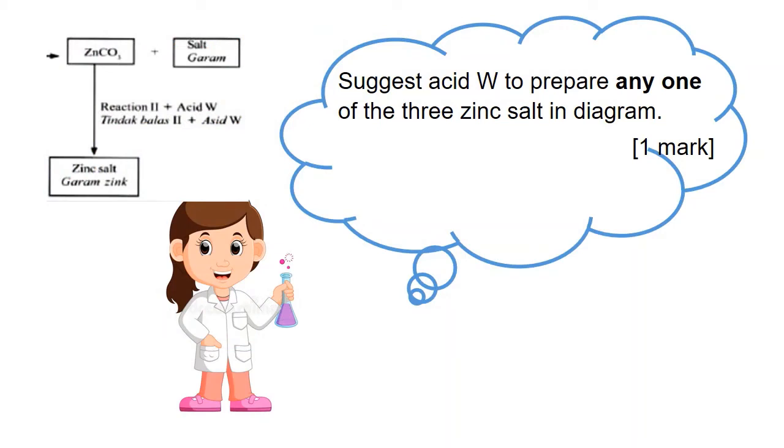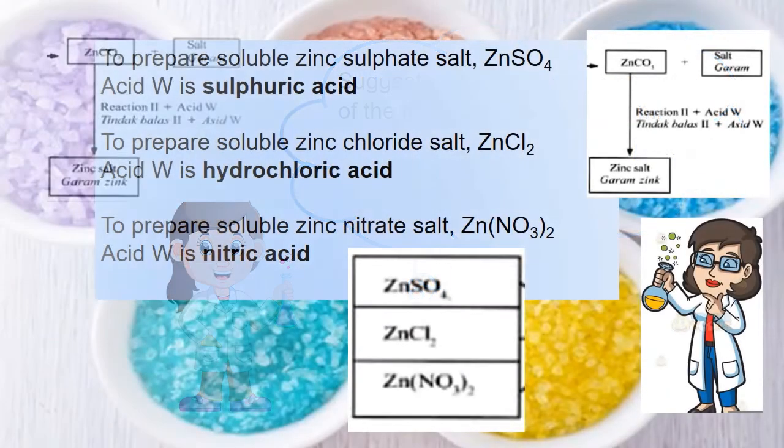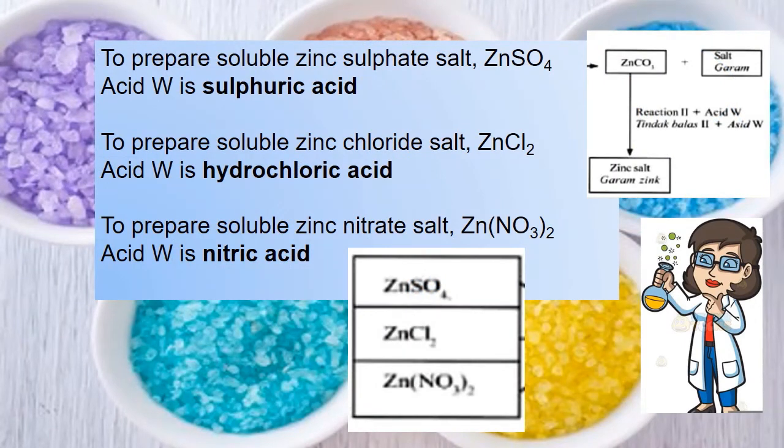Suggest acid W to prepare any one of the three zinc salts in the diagram. To prepare soluble zinc sulfate salt, ZnSO4, acid W is sulphuric acid. To prepare soluble zinc chloride salt, ZnCl2, acid W is hydrochloric acid. To prepare soluble zinc nitrate salt, Zn(NO3)2, acid W is nitric acid.